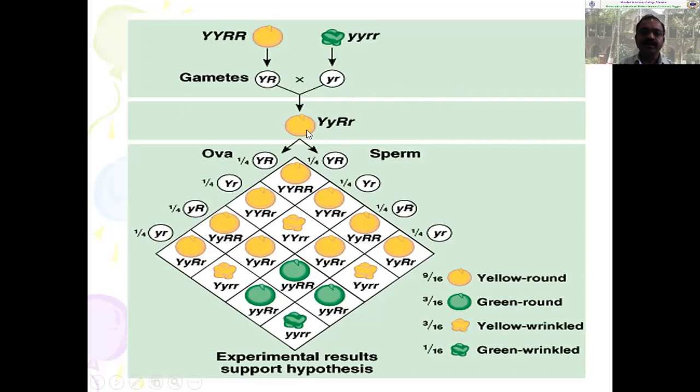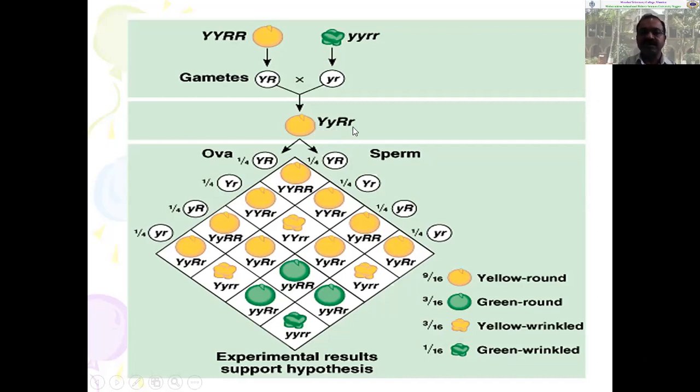Now you can see here, if you consider the genotype of the yellow and round seed, that was capital YY, capital RR, and the wrinkled and green seeds were small yy, small rr. So when these gametes are formed, the F1 had the genotype capital Y small y, capital R small r. That means here yellow is dominant over green, while the round shape is dominant over the wrinkled one. So all these F1s, everybody knows, were yellow and round.